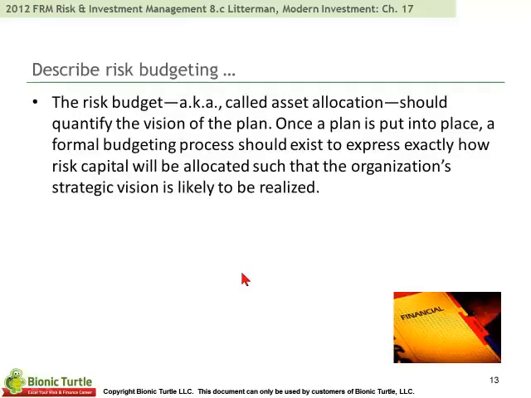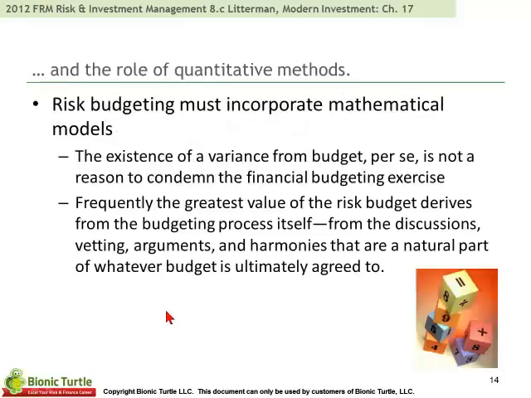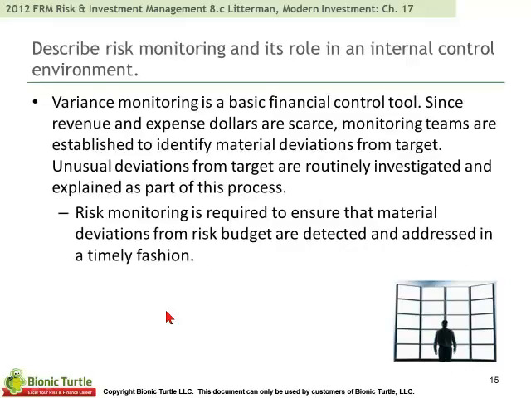And we're asked to describe risk budgeting. So the risk budgeting, which he also calls the asset allocation, should quantify the vision of the plan. Once a plan is put into place, a formal budgeting process should exist to express exactly how risk capital will be allocated such that the organization's strategic vision will be realized. And risk budgeting must incorporate mathematical models. So risk monitoring has a role in the internal control environment, and variance monitoring is cited as a basic financial control tool.